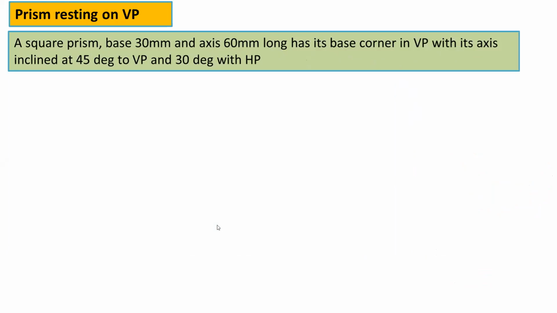But in this problem, both the inclinations are specified only for the axis. And the prism is resting on the vertical plane on its base corner. Okay. So let us see its representation or the position in three dimensions, and then we will draw this on a drawing paper.